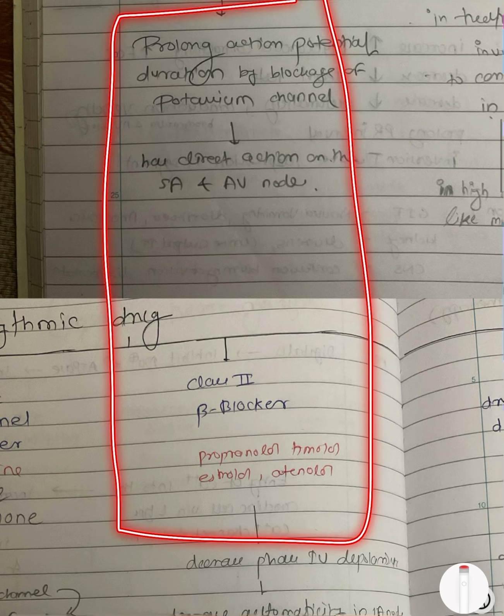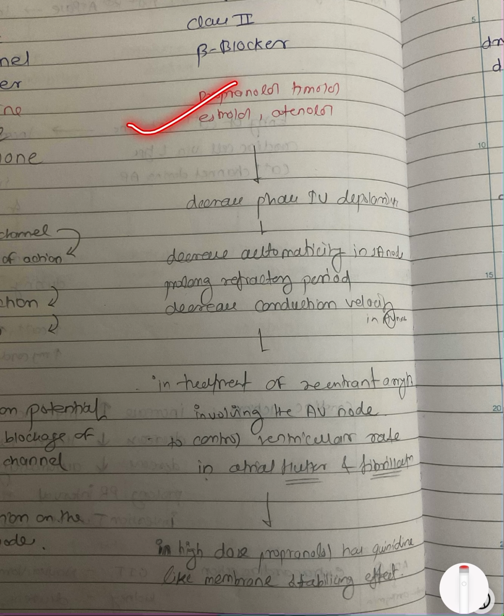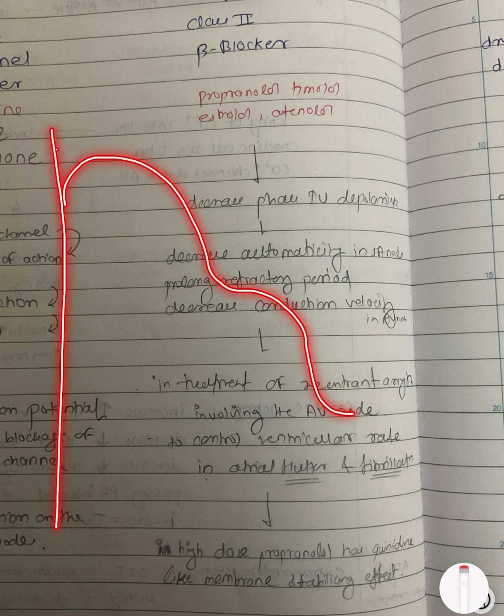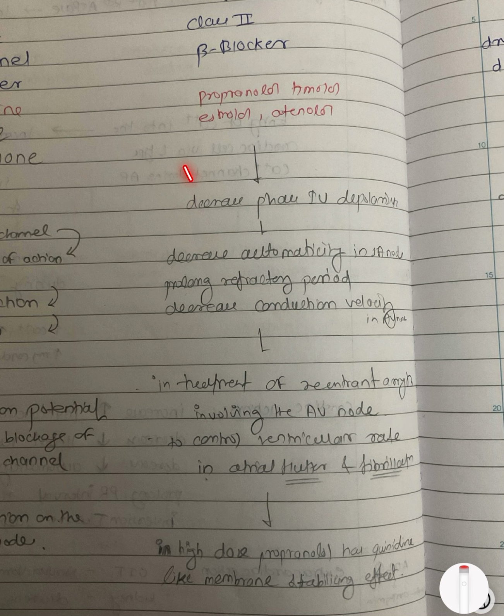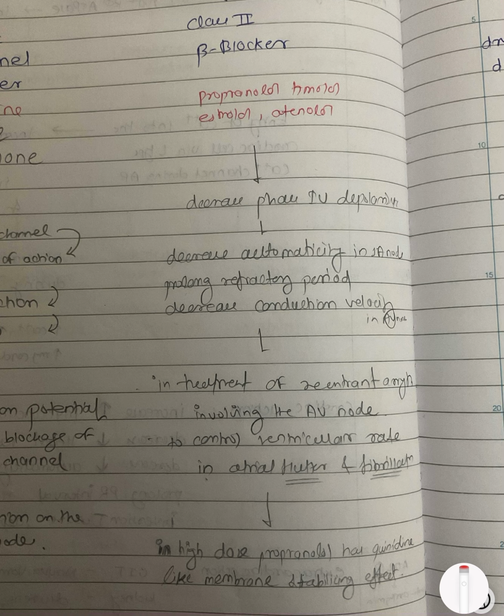Now the second class, that is class 2 beta blockers. The examples of the beta blockers are propranolol, timolol, esmolol, atenolol. The mechanism of action of the beta blocker is such that it will decrease the phase 4 depolarization. We have seen that the action potential has first phase, second phase, third phase and fourth phase. In that action potential graph, the beta blocker will decrease the phase 4 depolarization. By decreasing the phase 4 depolarization, it will decrease the automaticity in the SA node, that will prolong the refractory period and that will decrease the conduction velocity.